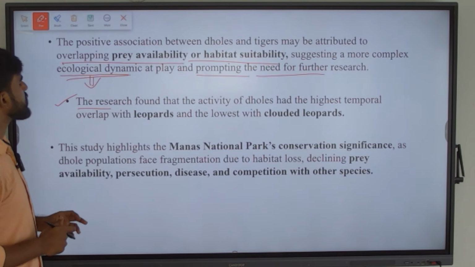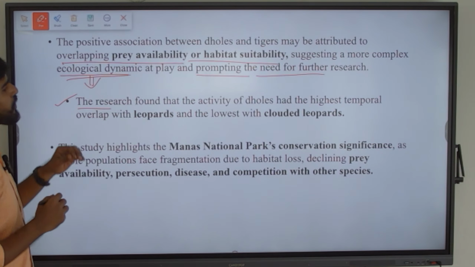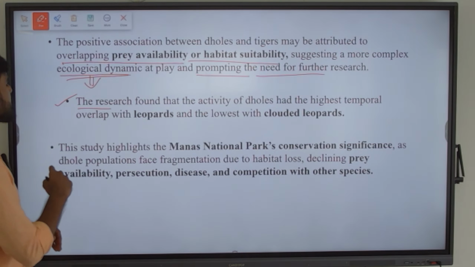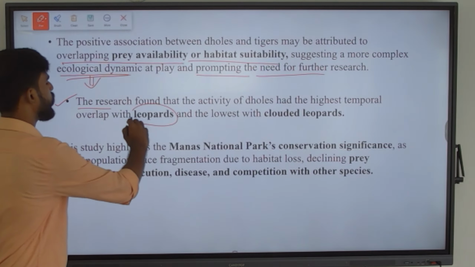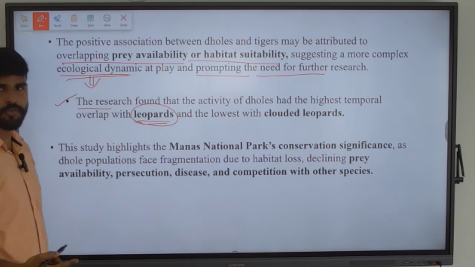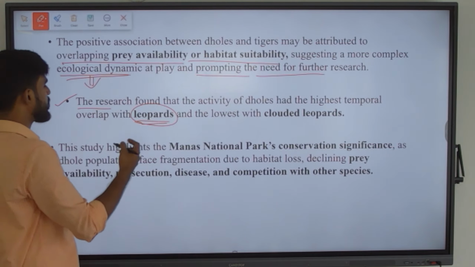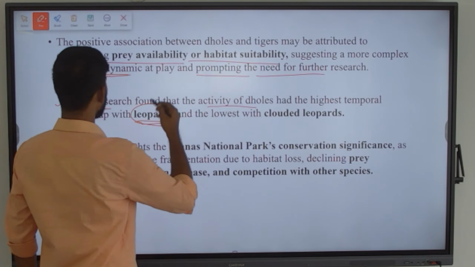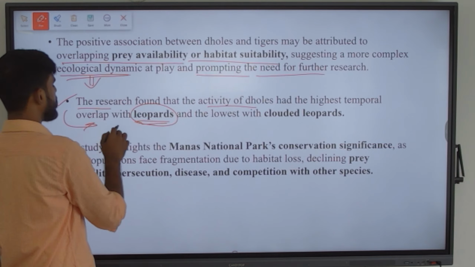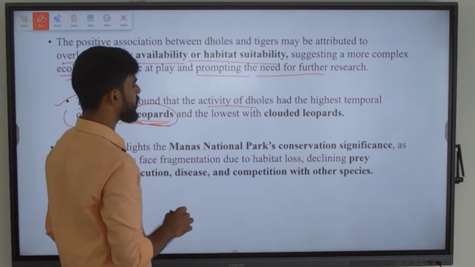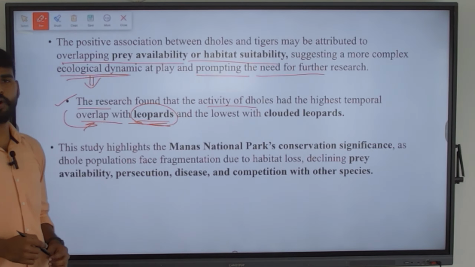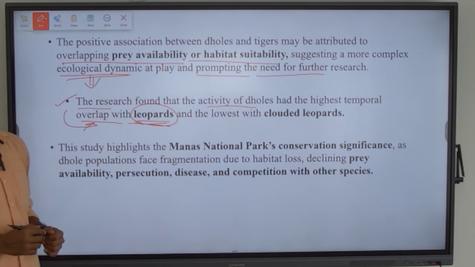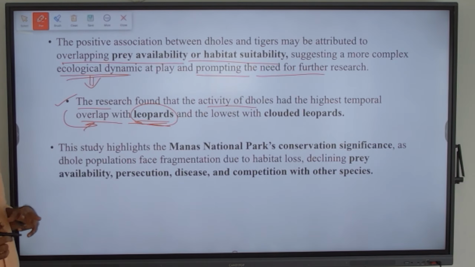Okay, so the research found that the activity of dholes had the highest temporal overlap with leopards. So temporally, that is with respect to time, the activity of dholes are in highest overlap with leopards, but with lowest overlap with clouded leopards. Okay, these are two different species of leopards.